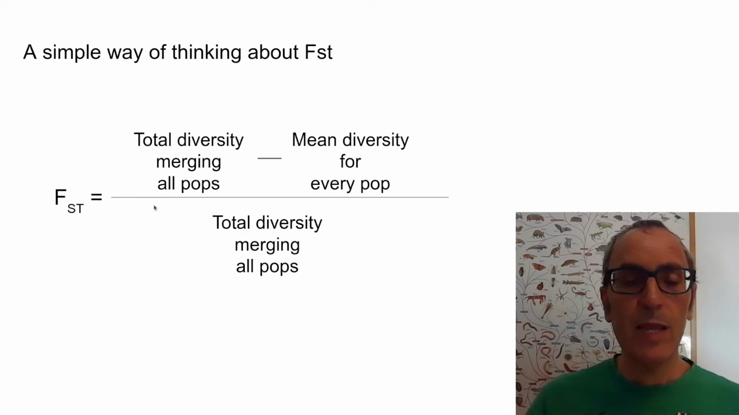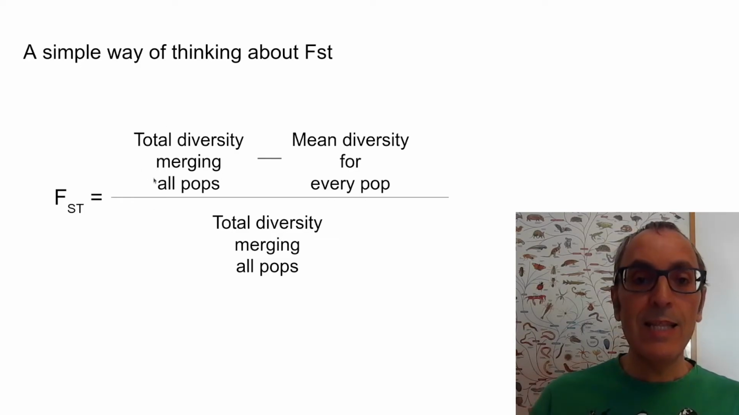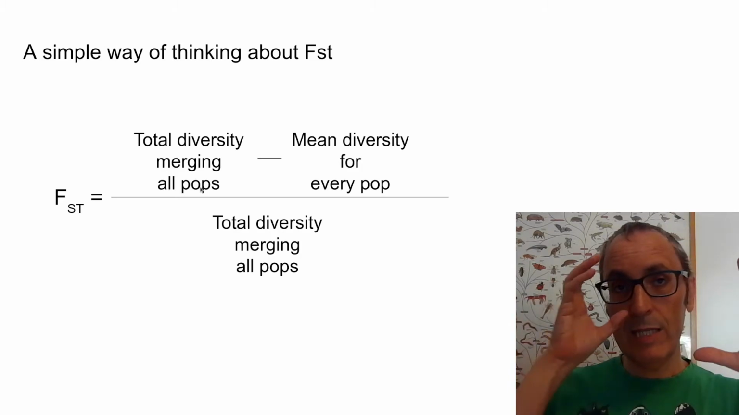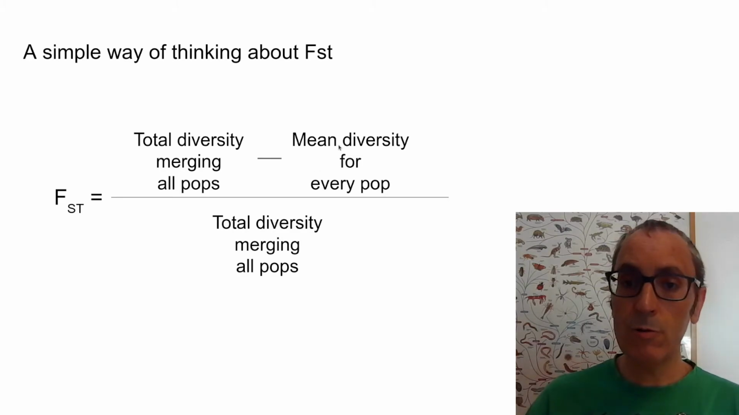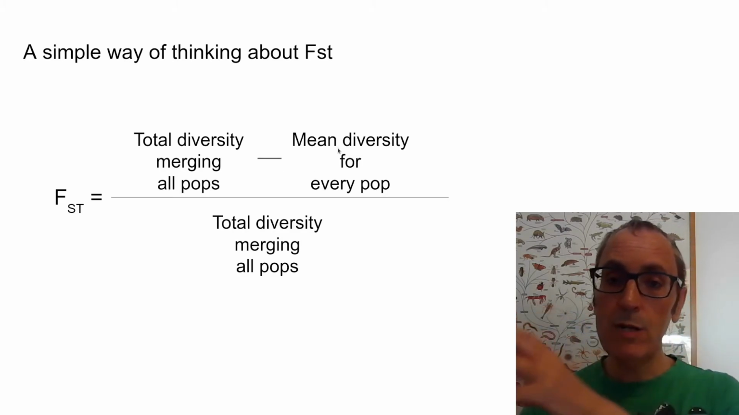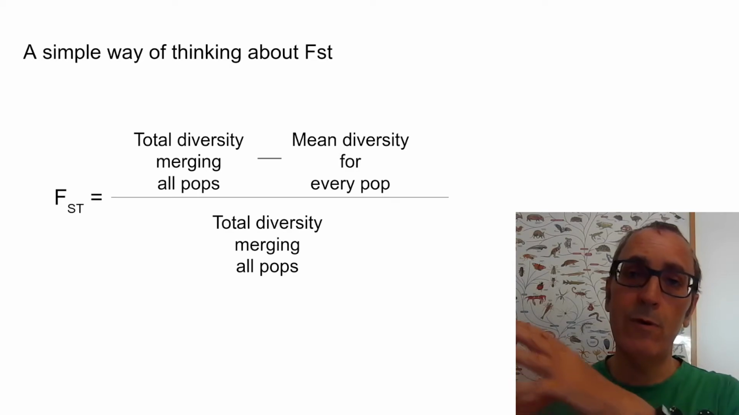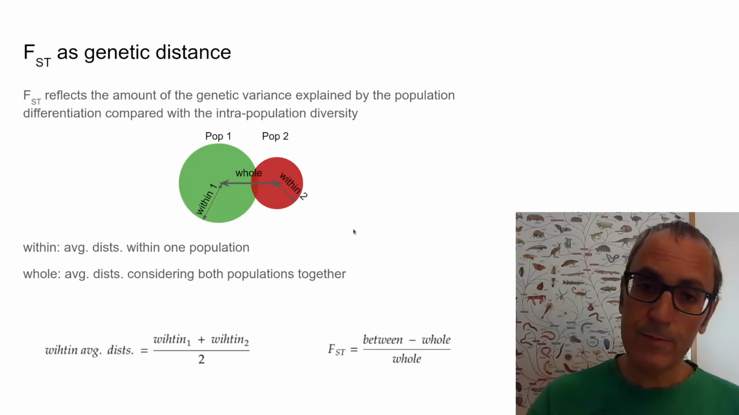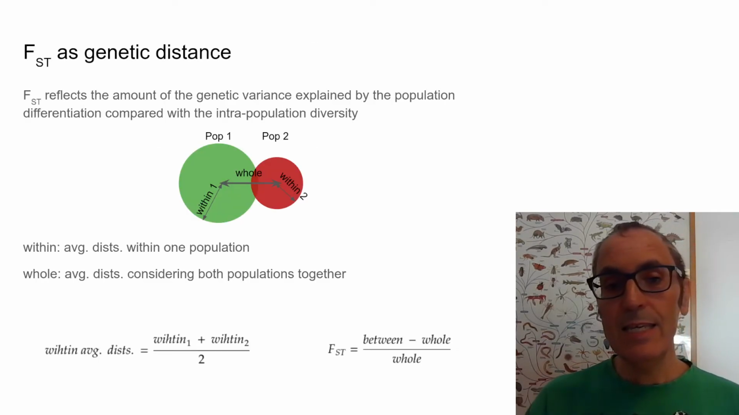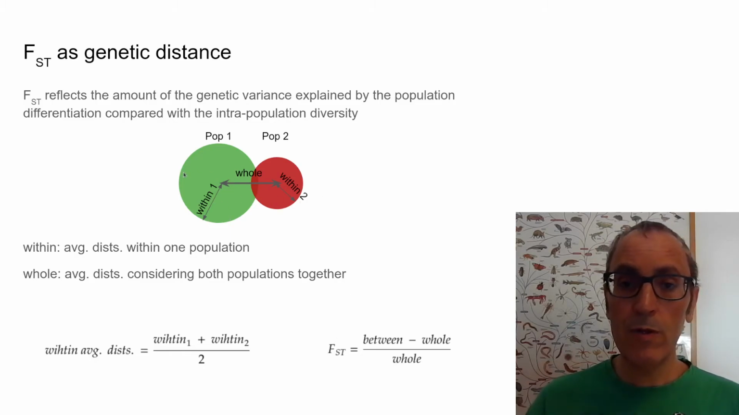FST: you calculate the total diversity by taking into account the individuals from all the populations. Then you calculate also the diversity for each population isolated, and you calculate the mean diversity. And FST is total diversity minus mean diversity for every population, divided by total diversity. This is a good genetic distance between populations when used for two populations, okay?